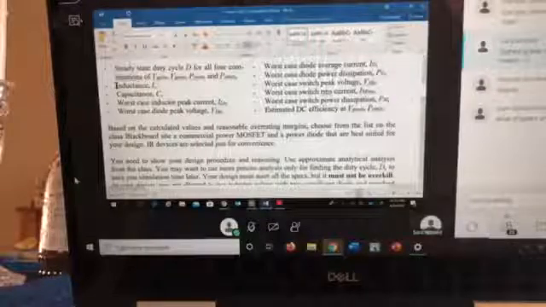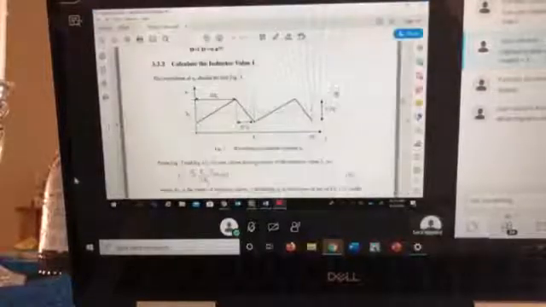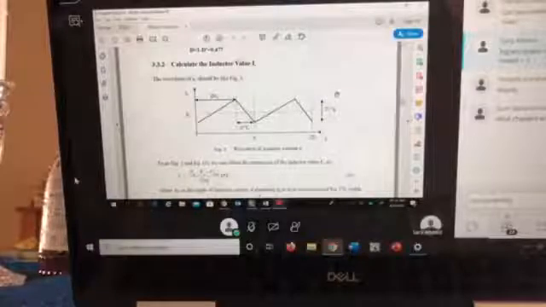So let's think about it. What is my inductance value? How do we calculate inductance? You remember? The only equation that gave you inductance and capacitance is your ripple equation, right? If you remember, what do we do?